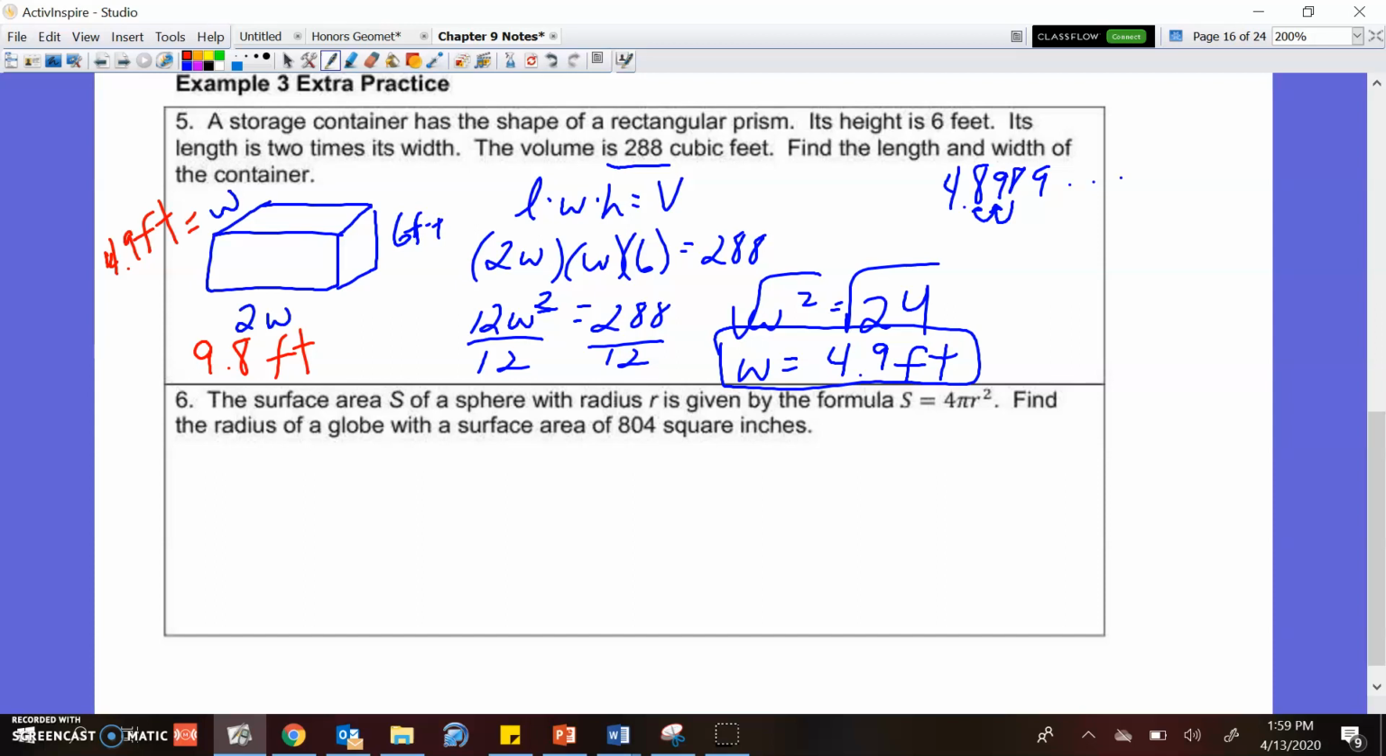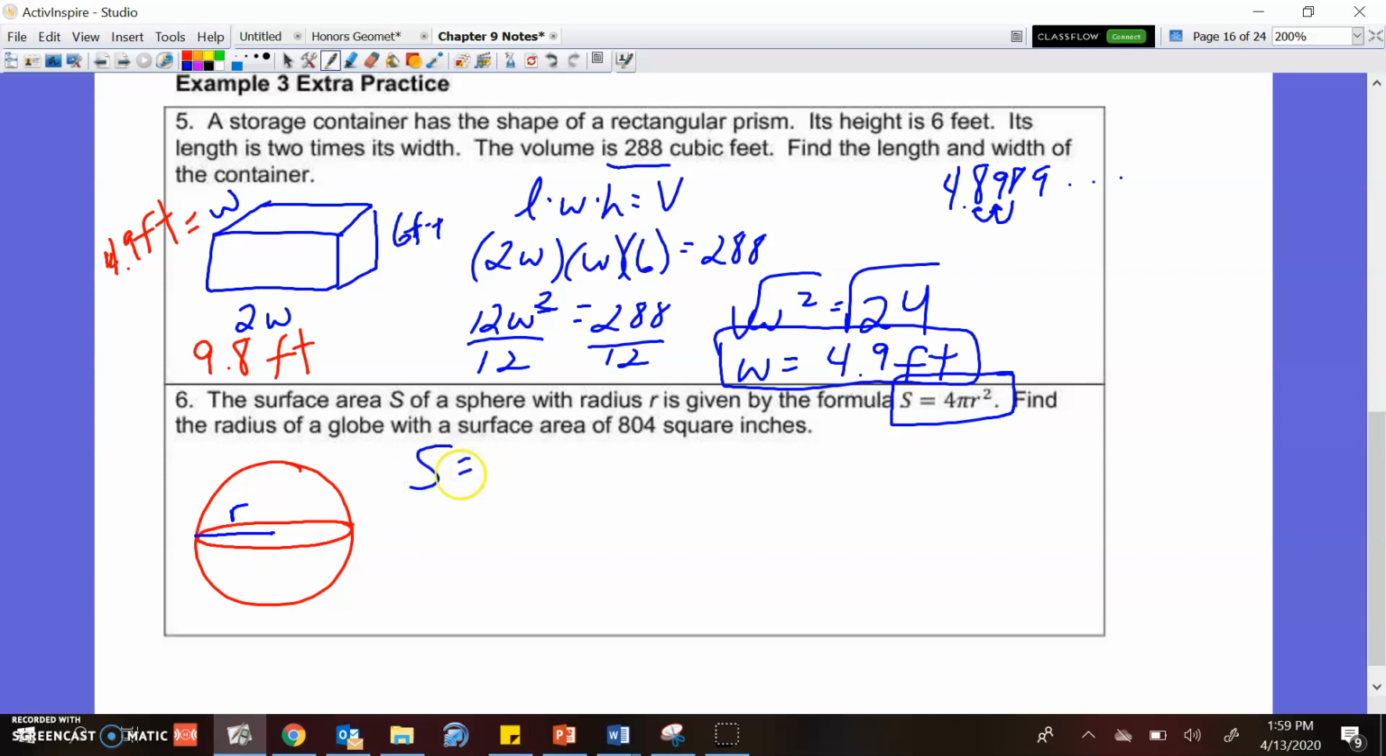All right, the last one here. Surface area of a sphere with a radius of r. So we have a circle. Think of a baseball or a basketball or something along those lines. They tell us that the radius here is going to be r. Now the surface area, if we're thinking of a baseball, is that material that covers the baseball. And this is the formula for it, which you may or may not recognize. Now find the radius of a globe with a surface area of 804 square inches.